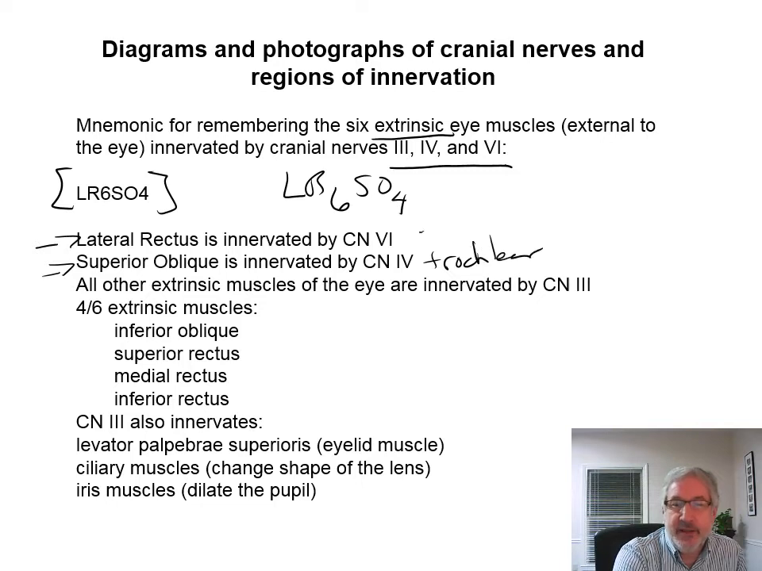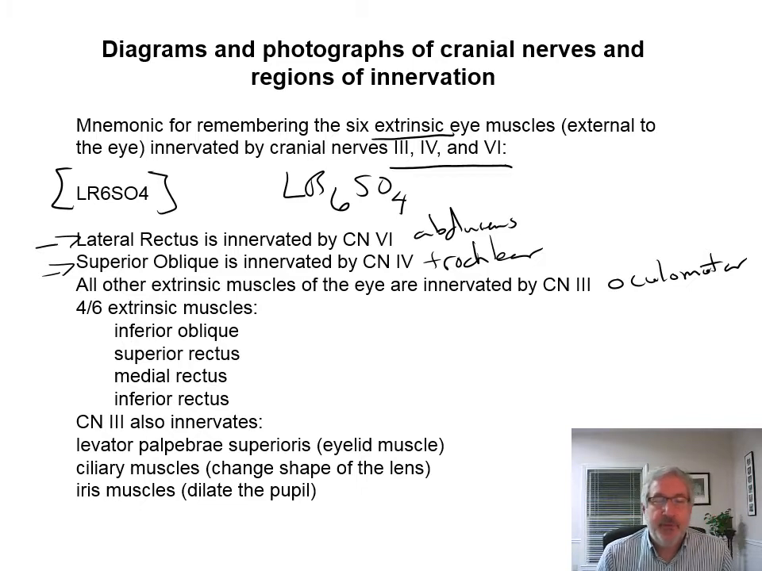Lateral rectus abducts the eye, so that's abducens. Cranial nerve 3 is the oculomotor nerve. And the muscles that cranial nerve number 3, the oculomotor nerve, innervates are the inferior oblique, and the superior, medial, and inferior rectus muscles.